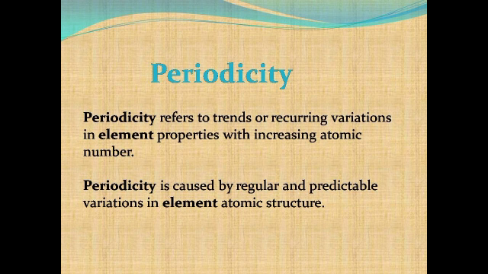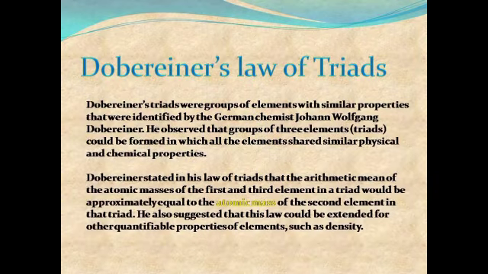In the periodic table, you see that all the elements in the groups have the same properties. The reason for periodicity, meaning repetition of the physical and chemical properties, is the variation of the atomic structures in the elements.